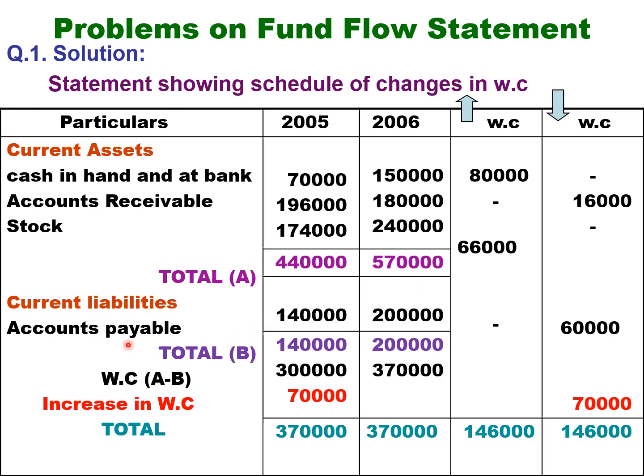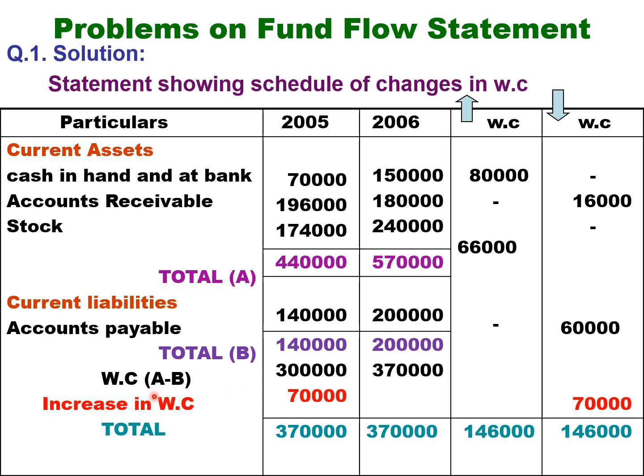There is only one current liability called accounts payable. Last year 1,40,000, current year 2,00,000. There is an increase in current liability. Increase in current liability will result in decrease in working capital to the extent of 60,000. Then total current liability 1,40,000 for the last year and 2,00,000 for the current year.